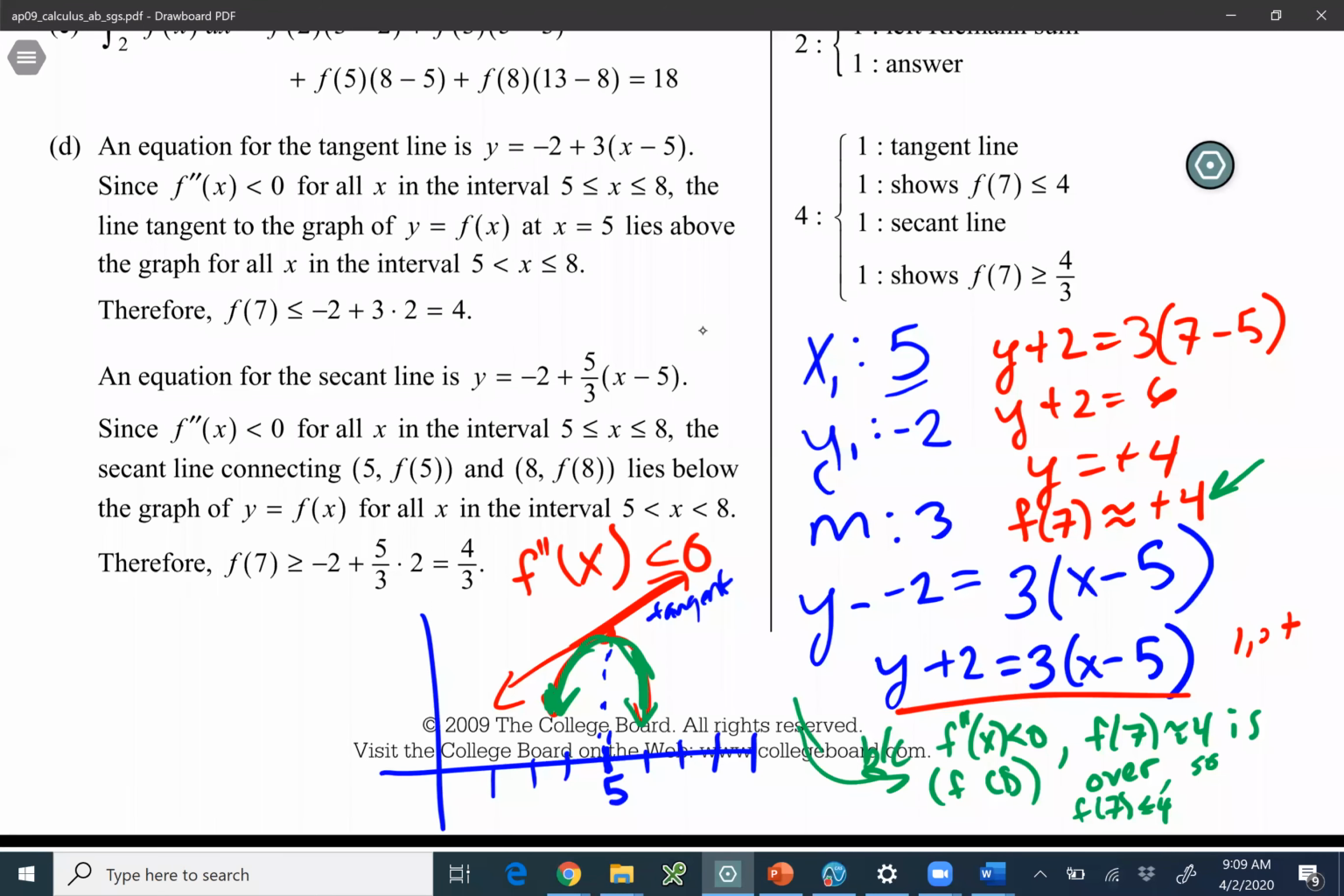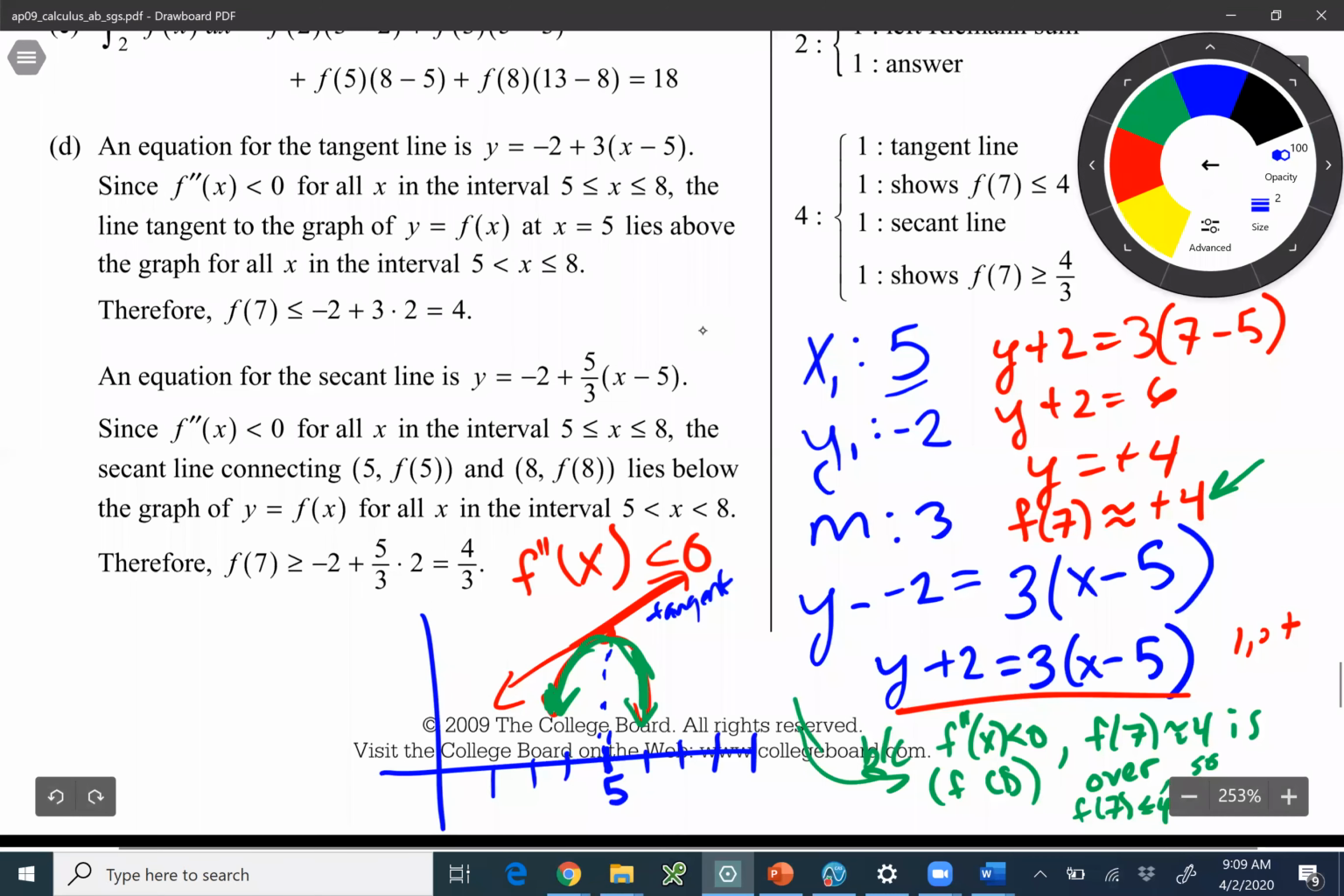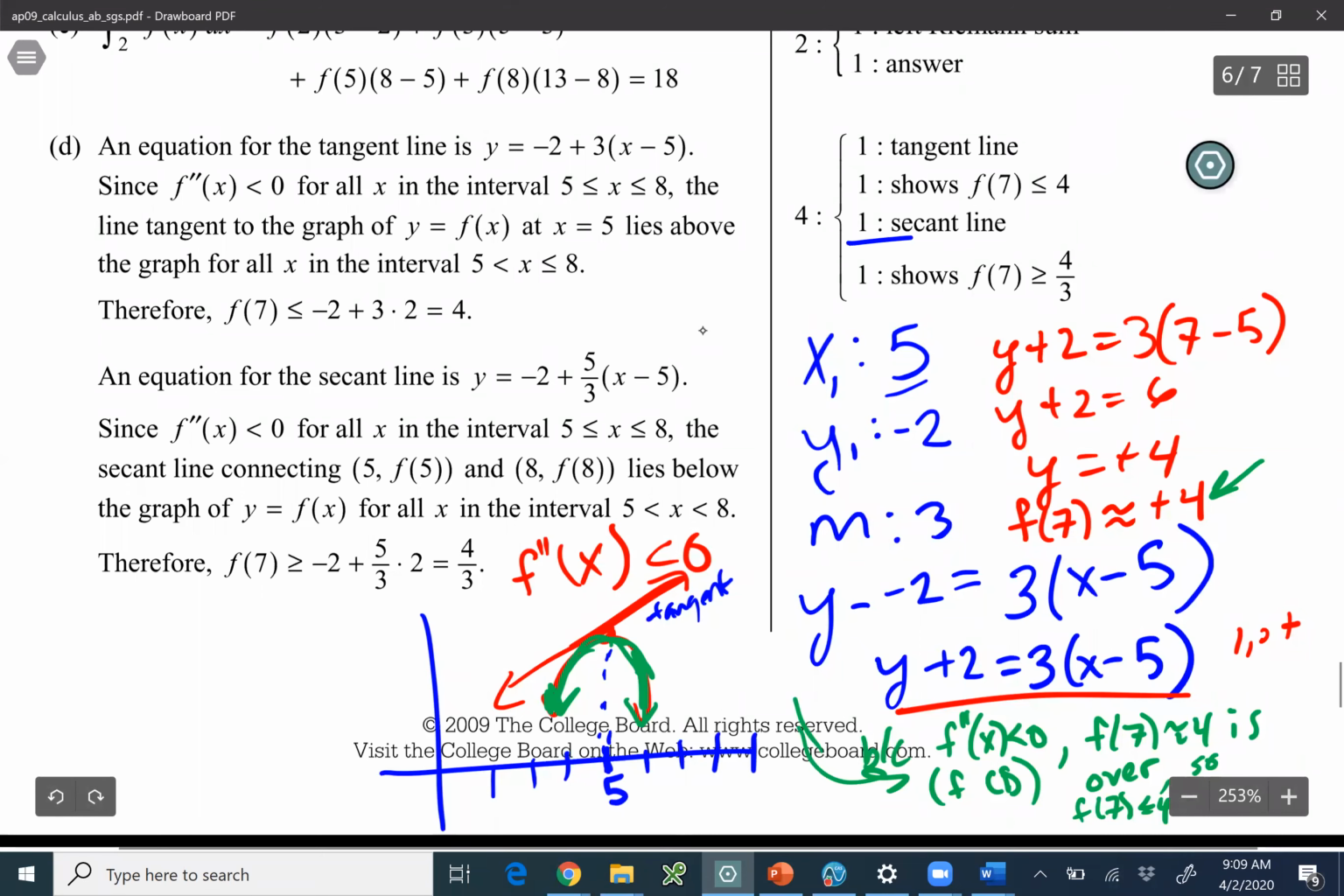Okay. Now, we haven't done a lot with secant lines. That was something kind of new that they threw at us. So I would be happy if you guys got the 2 points here. I'd be extra happy if you got this 3rd point, and I'd be impressed if you got the 4th point.